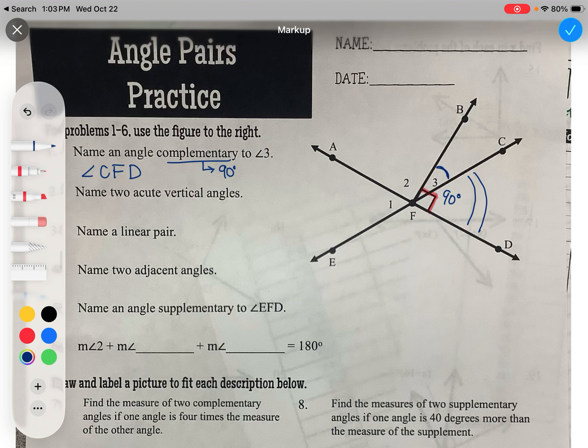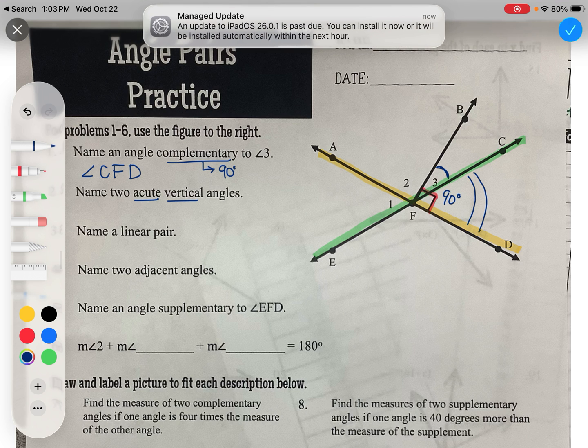Name 2 acute, that means less than 90 degrees, vertical angles. Remember, your line has to be straight. So highlight your lines. I see this straight line and I see this other straight line. If you pay attention, this guy is not really a straight line because it cuts there in half. So that's not part of it. So you need 2 angles that are less than 90 degrees and they're across from each other.